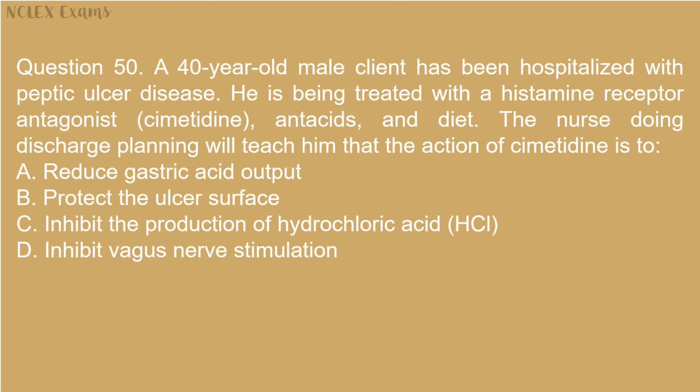Question 50. A 40-year-old male client has been hospitalized with peptic ulcer disease. He is being treated with a histamine receptor antagonist, cimetidine, antacids, and diet. The nurse doing discharge planning will teach him that the action of cimetidine is to: A. Reduce gastric acid output. B. Protect the ulcer surface. C. Inhibit the production of hydrochloric acid (HCl). D. Inhibit vagus nerve stimulation.